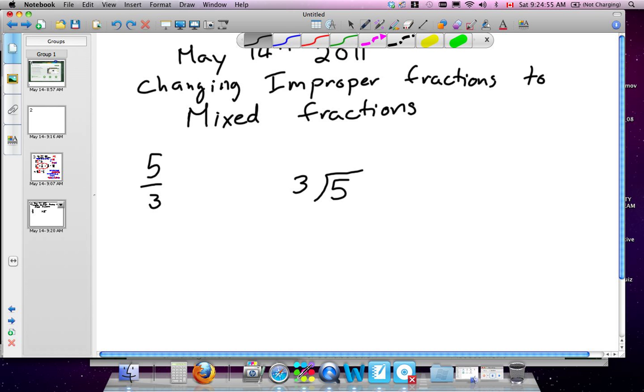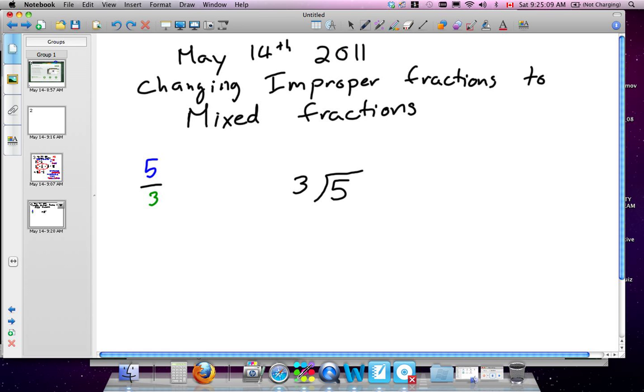I'm going to rewrite these in colors just so we can see the differences. We have 5 and 3. This will be our 5 in blue, and our 3 will be in green. We'll rewrite them so you know how to set it up easily. The one on top goes underneath the division sign. 3 goes into 5 how many times? Once. So that will be our answer here.